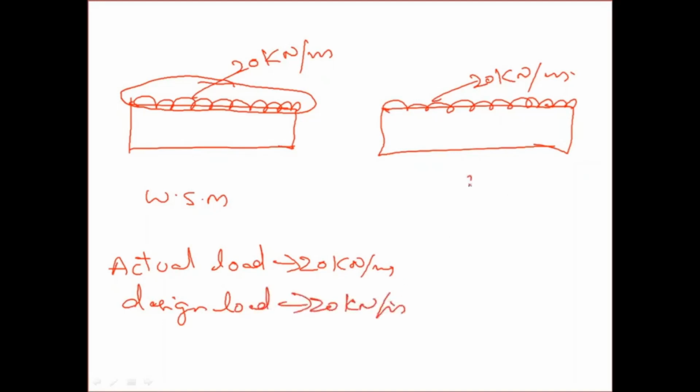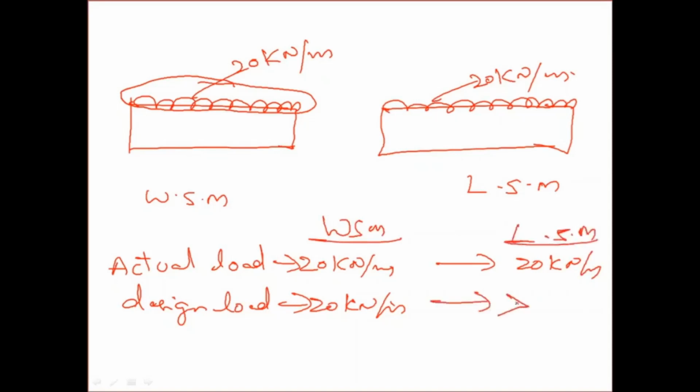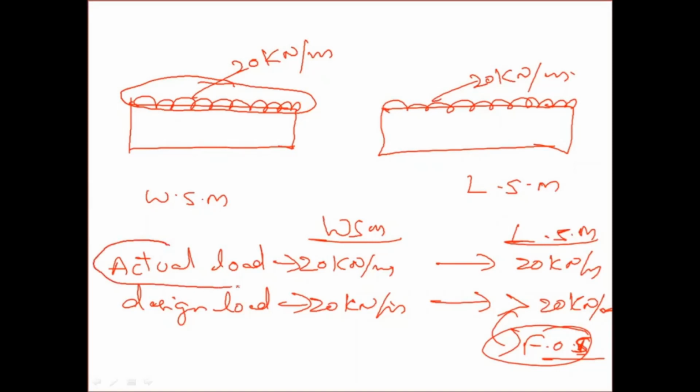But now if you take the limit state method, let us say actual load is 20 kilonewton per meter. Then whatever the design load is there, that will be greater than 20 kilonewton per meter, and that design load is calculated by considering the factor of safety. So the thing you have to understand is, in the working stress method, the structure is designed for the actual load or working load which will be there on the structure. But in the limit state method, we will apply a factor of safety and we will design it for the higher load. Okay, so that's the basic difference.